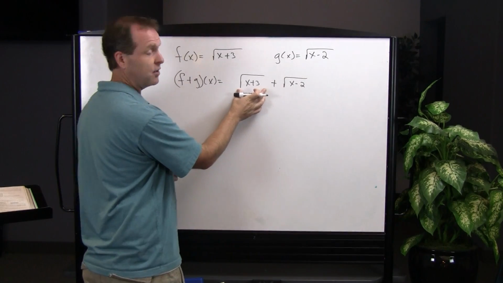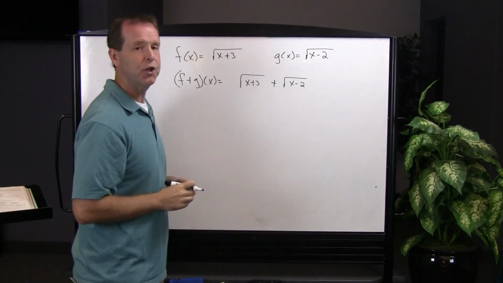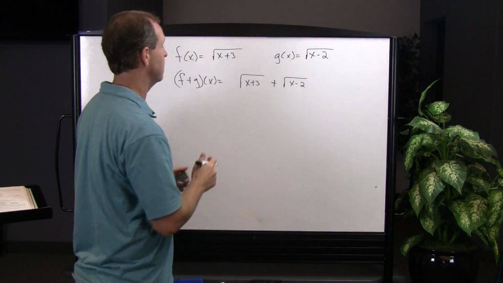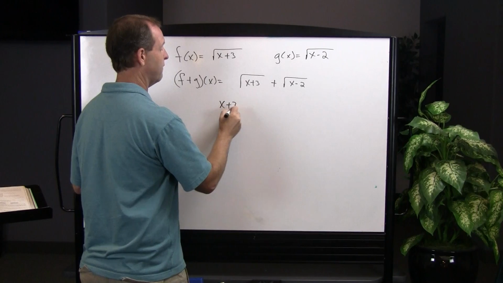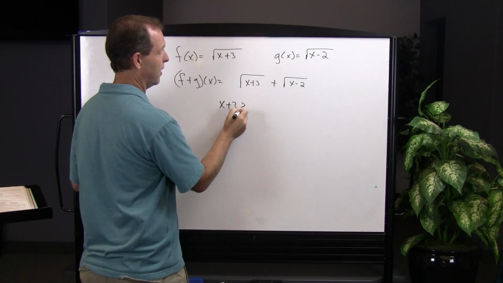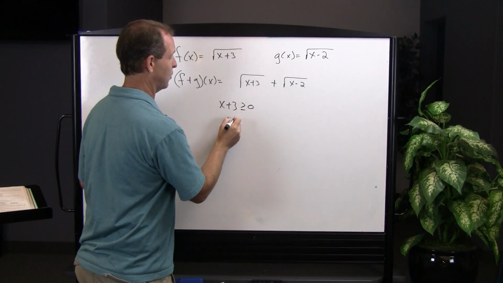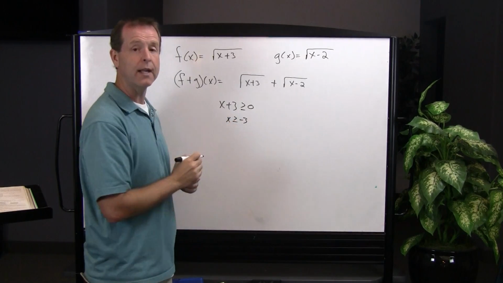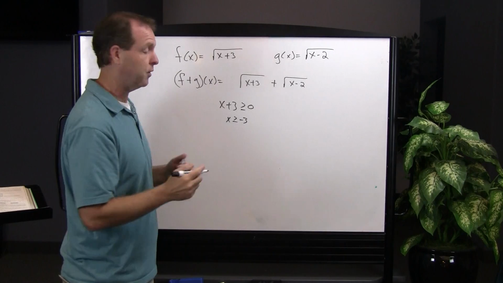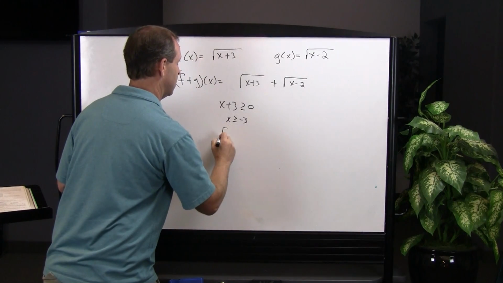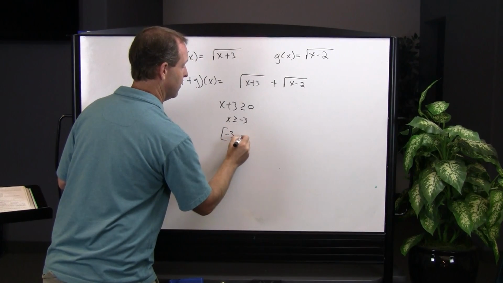Well, for this to have a domain that's realized, we need to make sure that it's a non-negative number. So we're asking ourselves, what are the values of x plus 3 that are greater than or equal to 0? In this case, it's x is greater than or equal to negative 3. Or if we use interval notation, that becomes negative 3 to infinity.